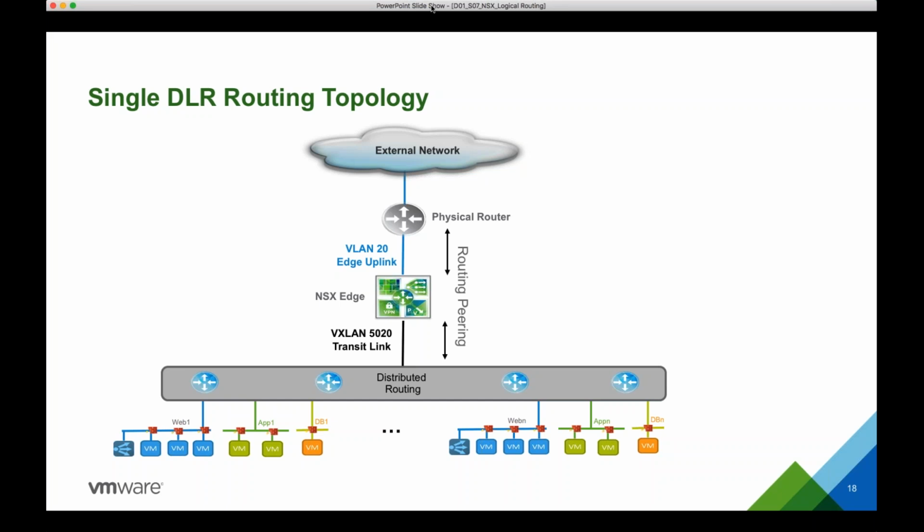So upstream, those are connected to a distributed logical router, and this can, of course, be across n number of hosts. You've got your transit network of 5020 up to your NSX edge, and it says routing peering. Again, this can be OSPF or BGP, and that's between your distributed router and your edge, and then upstream to your physical router or whatever your next hop router of choice is going to be.